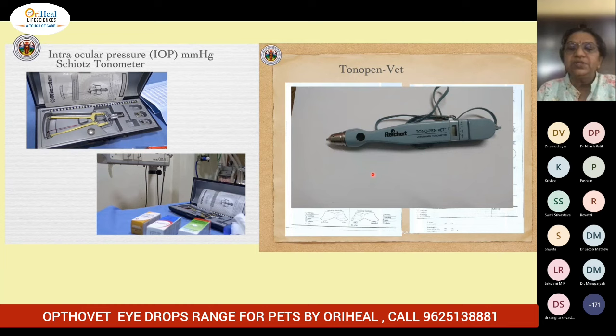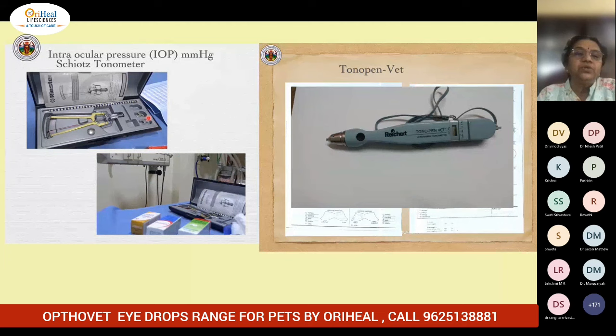The principles are different. The Schiotz tonometer is actually an indentation tonometer. Indentation in the sense that if the pressure is more, the indentation will be less, so the scale reading will also be less. And here it is based on the applanation tonometer. Applanation means you take any part of the cornea, which is a curved portion. The pressure required to make this small curve plane is what is called applanation tonometry. So you can directly read the pressure in this window.